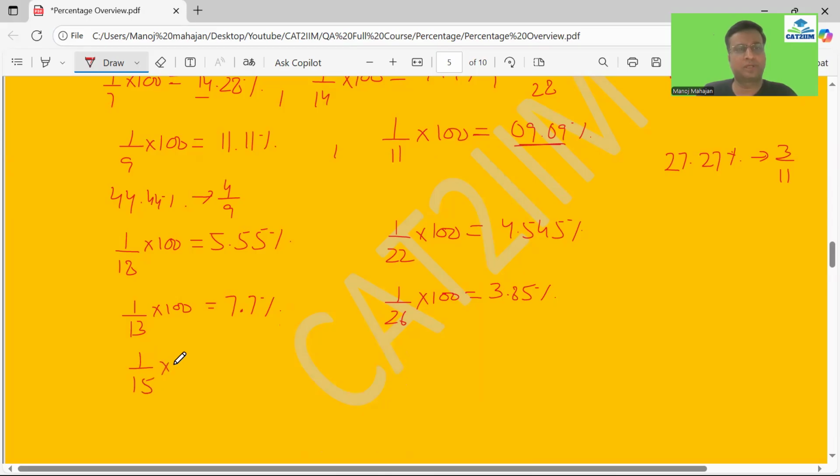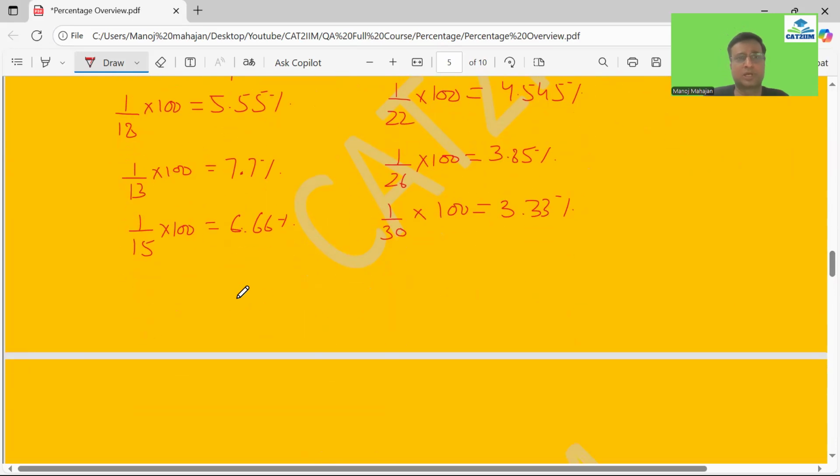1 upon 15 is also pretty easy to remember. What is 5 plus 1? 6. Just a way to remember 6.66%. And 1 upon 30, you can easily remember just by dividing by 2. So that is 3.33%. So these reciprocals are very important if I look from the perspective of QA questions as well as in data interpretation also.